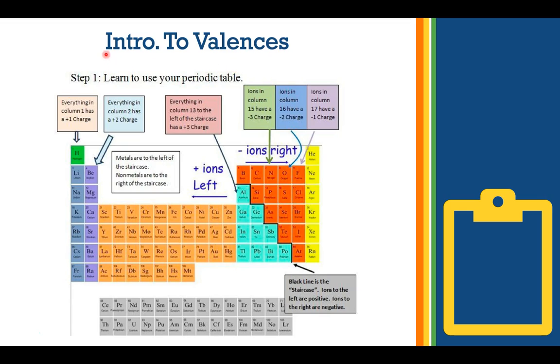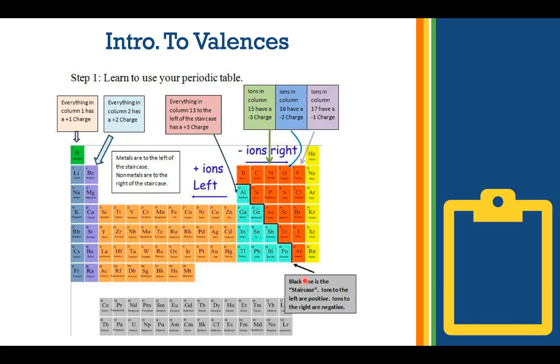Intro to valences. Intro, again guys, is shorthand for introduction. Step 1. Learn to use your periodic table. Everything in column 1 has a +1 charge. Everything in column 2 has a +2 charge. Everything in column 13 to the left of the staircase has a +3 charge. This is also column 3A, okay? So column 3A, also known as column 13, left of the staircase, all right?